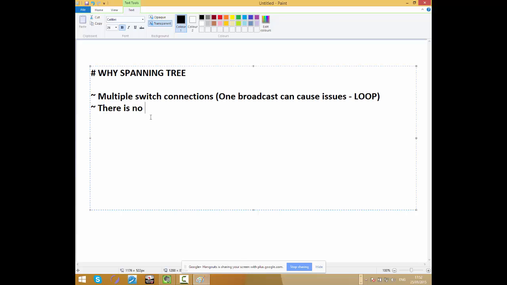There is no inbuilt loop prevention mechanism. What's that?